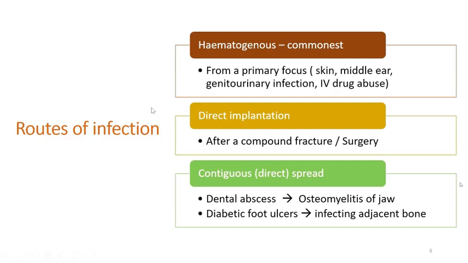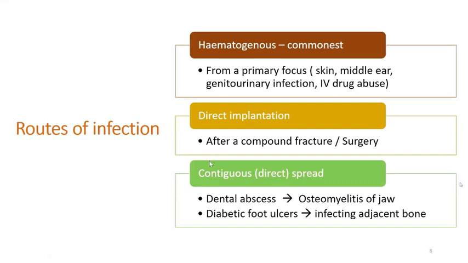So then we will talk about routes of infection. The commonest route of infection in acute osteomyelitis is hematogenous. That means the infective organism from a distant primary focus travels through blood into the bone. The distant primary focus could be skin, middle ear infection, or genitourinary infection, or people using IV drugs can get this kind of hematogenous spread. Uncommonly, we can get direct implantation, especially after a compound fracture or after a bone surgery.